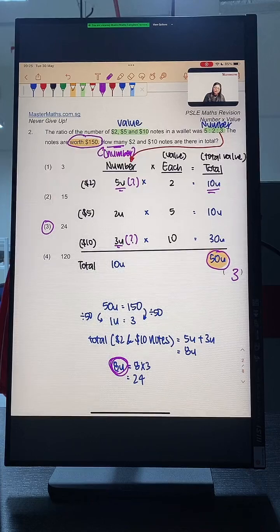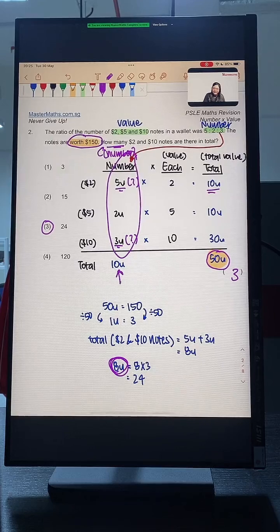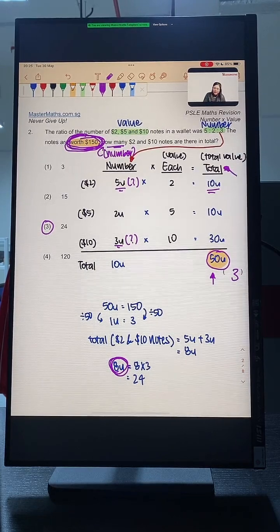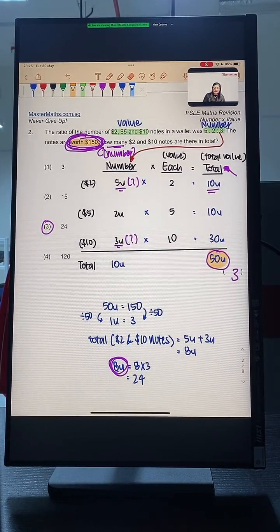Then I include my total column. Just add up everything above. 5 plus 2 plus 3 is 10. So 10 units here. 10 plus 10 plus 30 is 50. So 50 units there. Then relate what the question gave you to what you have in the table. All the notes are worth 150, so I'm looking at total value. Go to the total value column of all the notes, which is all the way at the end, which is 50 units. So 50 units is 150. You can find 1 unit, and therefore 8 units, which is your $2 and $10 notes here and here.